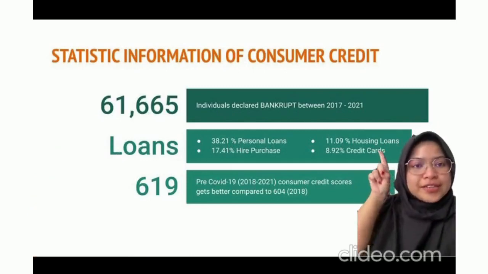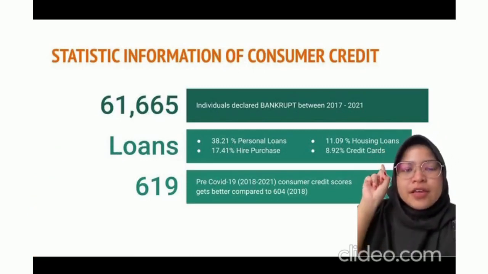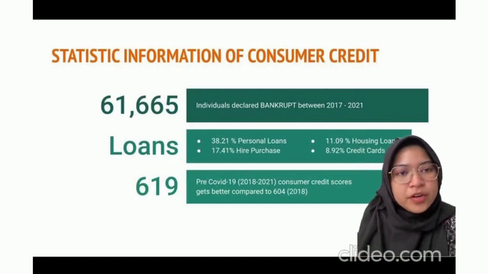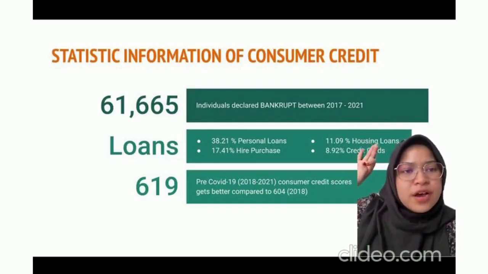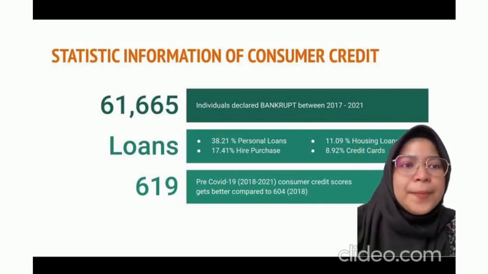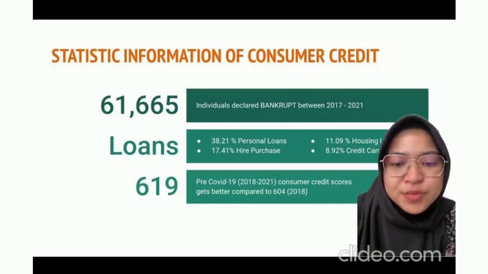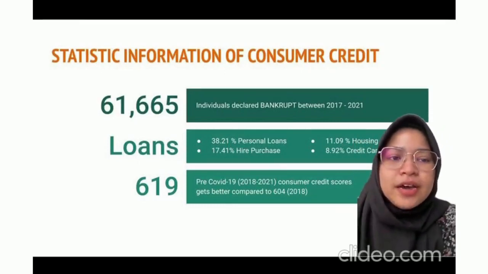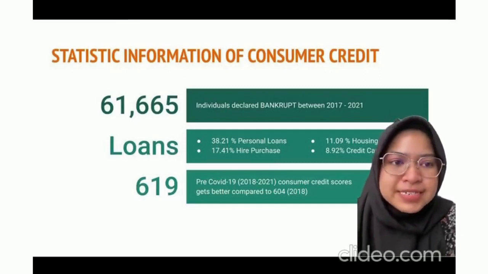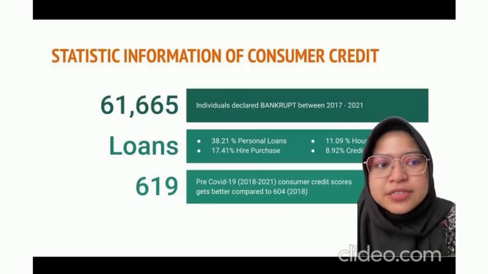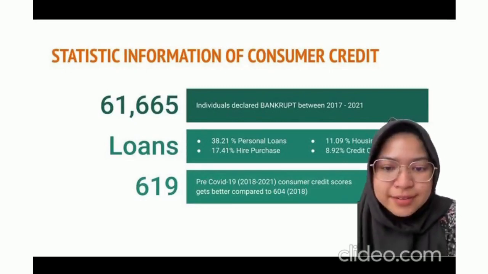Referring to the data here, you can see that the loans that affect those people who are bankrupt are due to personal loans, hire purchase, housing loans, and also credit cards, of which personal loan marks the highest percentage, which is 38.21%, followed by hire purchase 17.41%, housing loans at 11.09%, and credit cards at 8.92%.